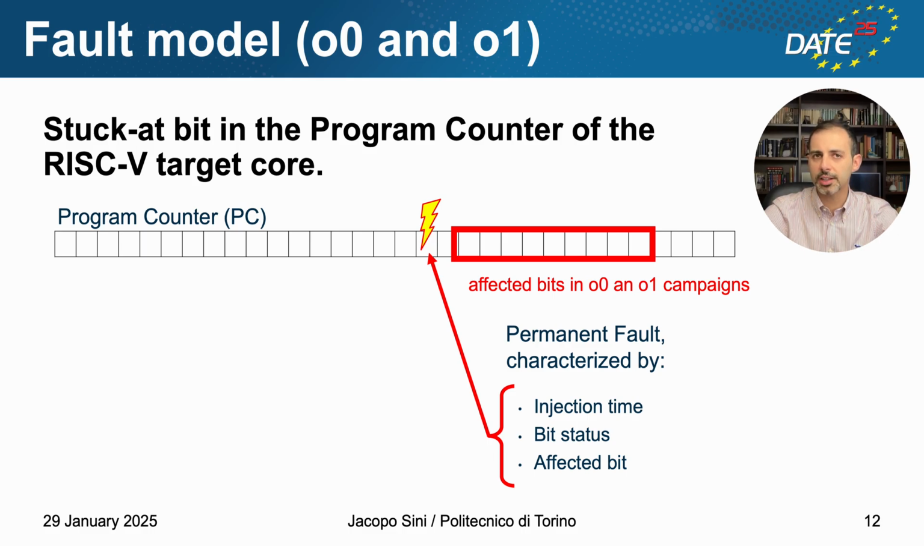In the campaigns indicated as O0 and O1, we choose randomly the affected bit position from the 5th to the 13th one, to allow a minimum error of at least 4 instructions, and at the same time to avoid that the program counter exits from the .text area due to the injection, directly raising a trap.